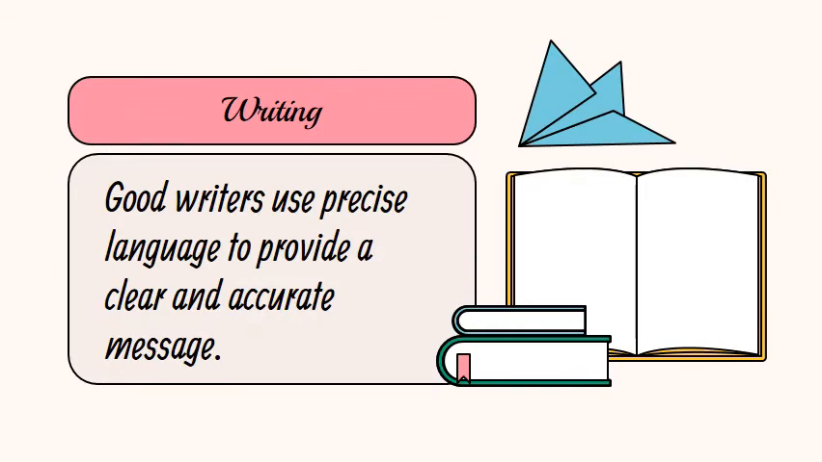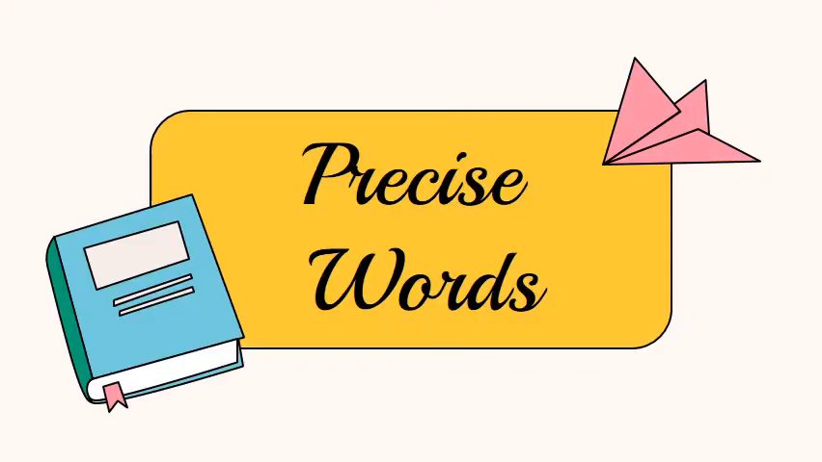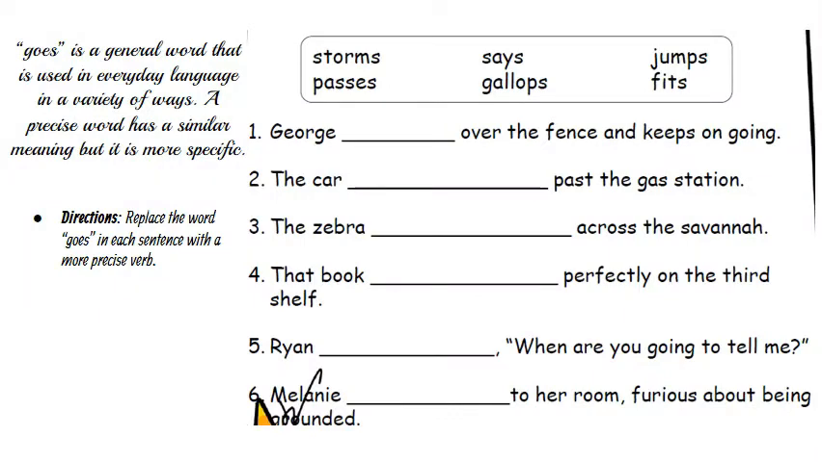Now for the writing. You should know that good writers use precise language to provide a clear and accurate message. Accurate means correct. So we need to use precise words in order to give a clear and correct message. For example, the word goes is a general word. It's not specific. It is used in everyday language in a variety of ways. A precise word has a similar meaning, but it's more specific.